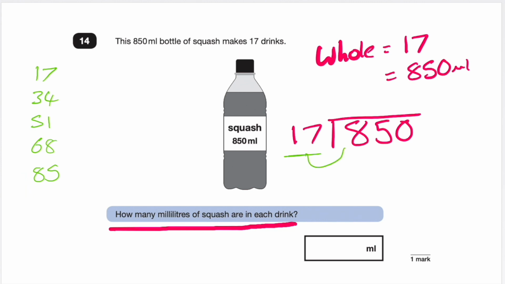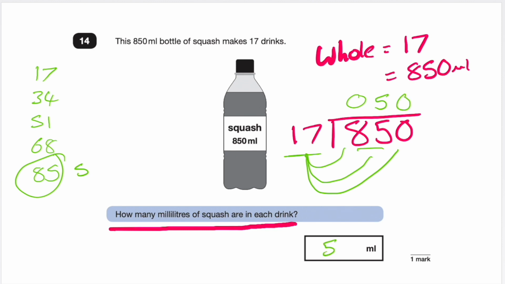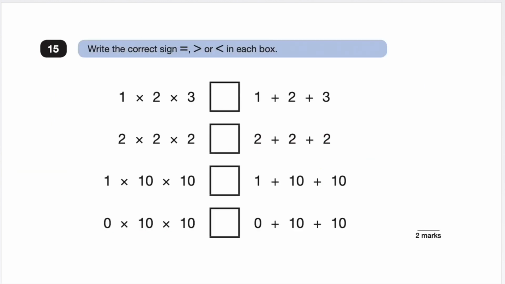17s into 8 goes 0 times, just carry that 8 across. 17s into 85, yep, go 5 times. And then obviously 17s into 0, don't go at all. So in each glass I would have 50 milliliters. Question 15 says write the correct sign. We either have equal to, greater than, or less than in each of these boxes.